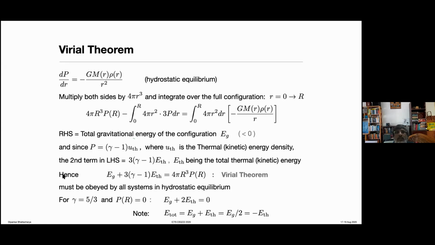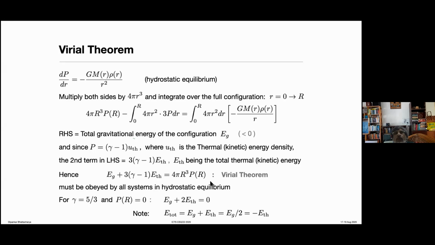thermal kinetic energy. So put it all together and I get gravitational energy plus 3 times gamma minus 1 times thermal energy is equal to 4 pi R squared P(R). So P(R) is the pressure at the surface. And this is the form of Virial theorem which is of importance to us in the context of stars.